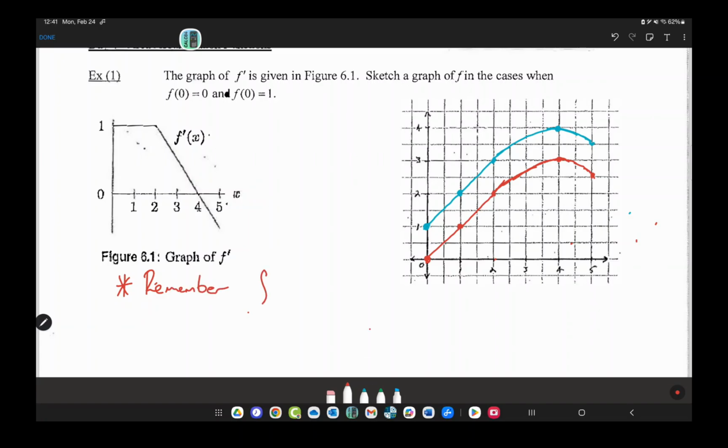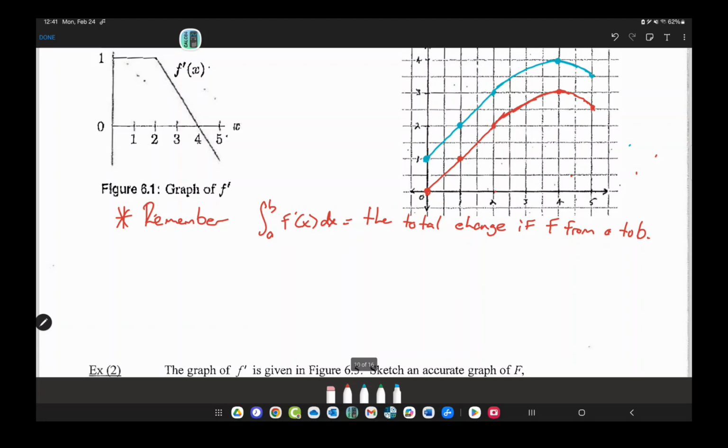The integral from a to b of f prime of x dx is equal to the total change in f from a to b. Also remember derivative charts.